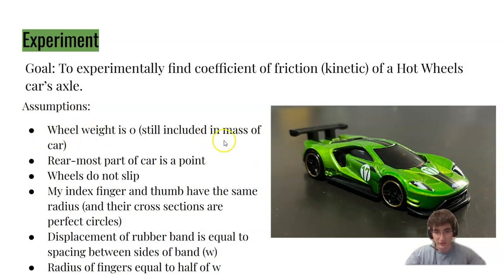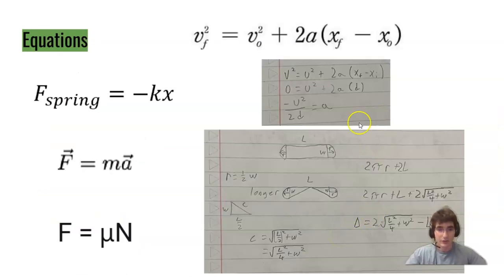So here are some of the assumptions I made. They don't make a lot of sense right now, but I'll explain them a little bit more later. A lot of these have to do with the length of the rubber band that I used to propel this Hot Wheel car. So here are the equations I used.